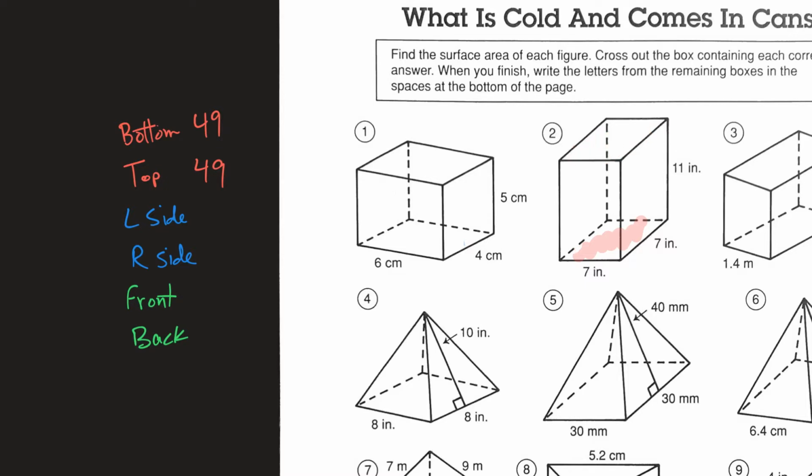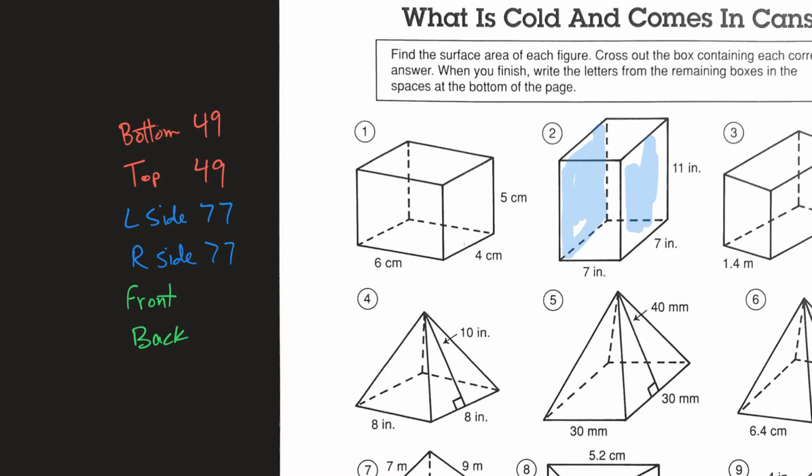Okay. The left side is going to be in blue. So the left side is right here, and that area is going to be 7 times 11. And that area is going to be the same as the other area. So it's going to be 7 times 11, which is 77. And the right side is also going to be 77.